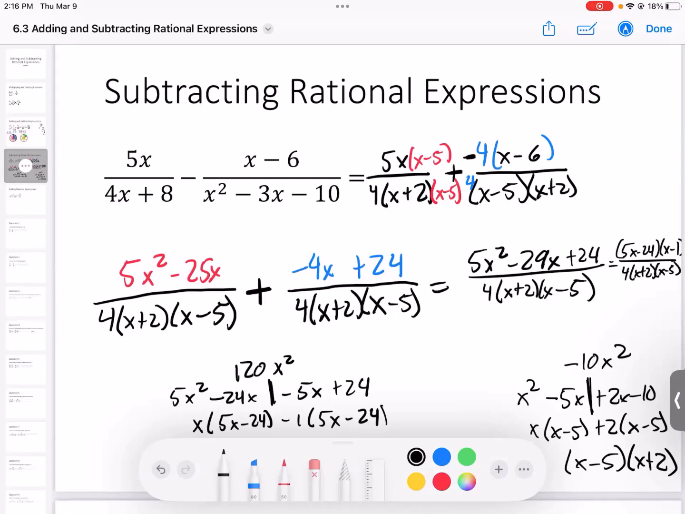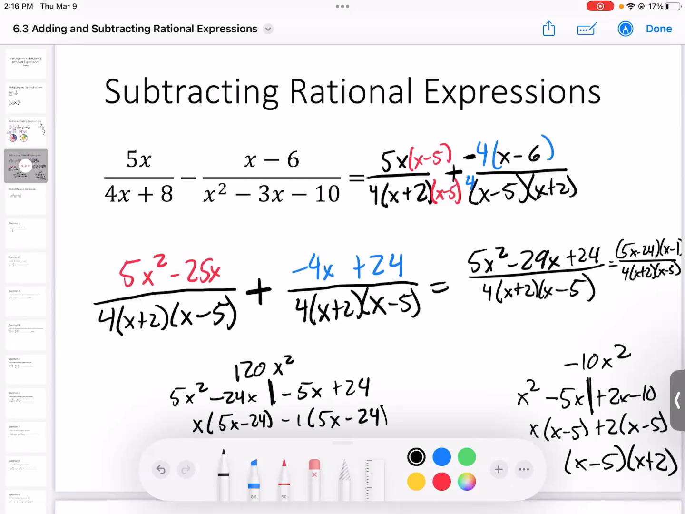minus 5. So in this case, you can't reduce it at all, so you actually can't simplify it. But sometimes you might get an x plus 2 and then it could cancel out the x plus 2s. So you always want to factor it just to check and see if it does cancel anything out. In this case, it didn't, but sometimes it will. All right. Any questions on this?